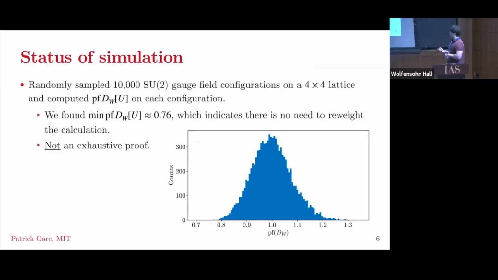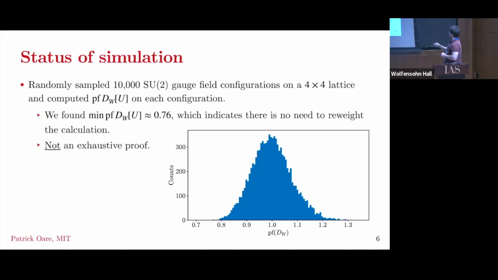So we wanted to get an idea of what the Pfaffian looked like before really starting the computation. So we randomly sampled 10,000 SE2 gauge field configurations on a 4x4 lattice, because I'm still running things on my computer before we move it or upgrade it to larger systems. And we computed the Pfaffian of the Dirac operator for this discretization on each of these configurations. And this is the distribution you get.